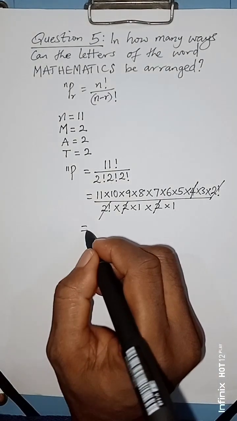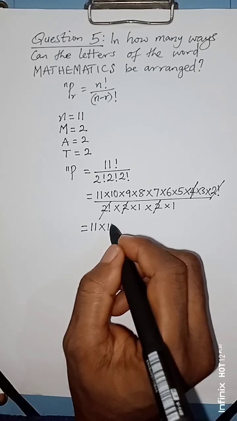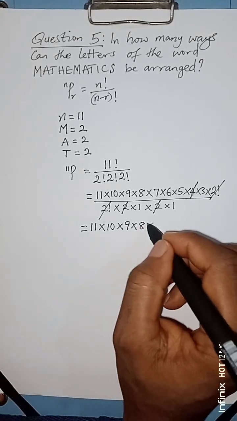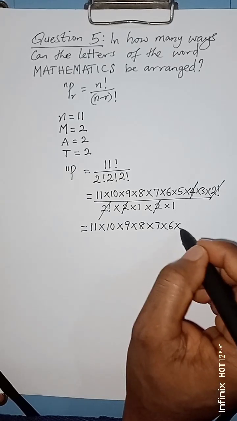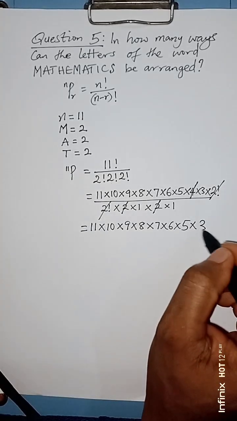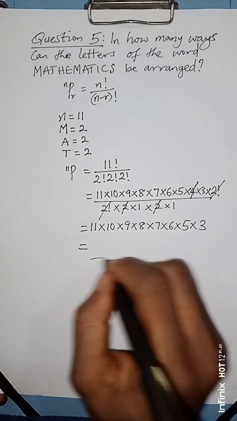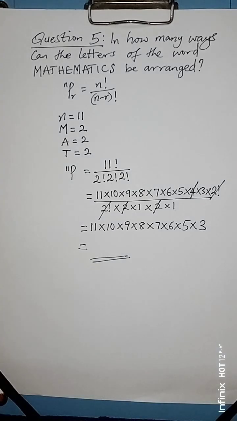So what are you left with? 11 multiply 10, multiply 9, multiply 8, multiply 7, multiply 6, multiply 5, and lastly, multiply 3. So if you multiply this, what will you get? Whatever you get is the answer to the question we have just solved.